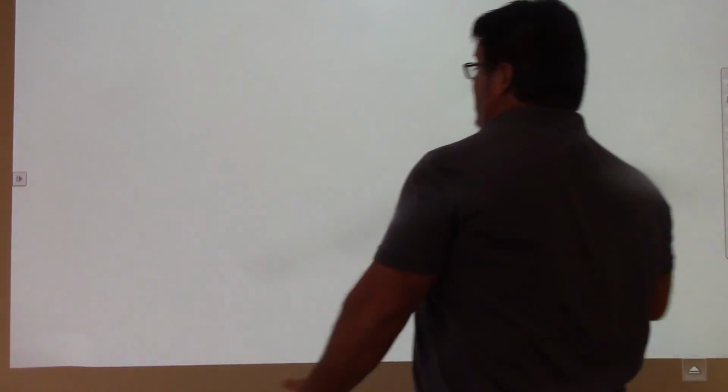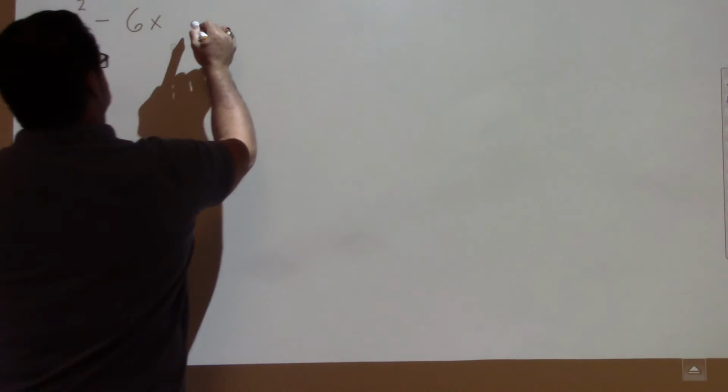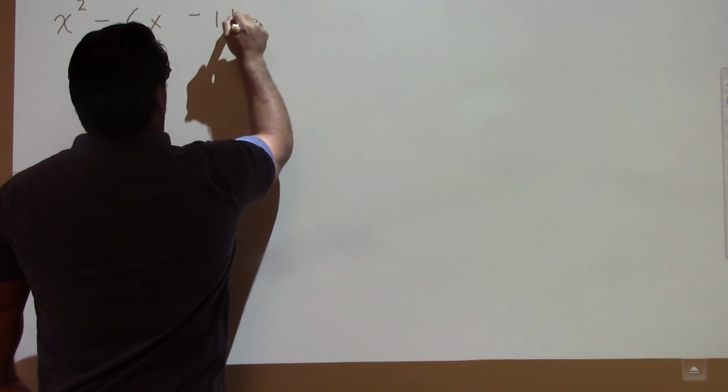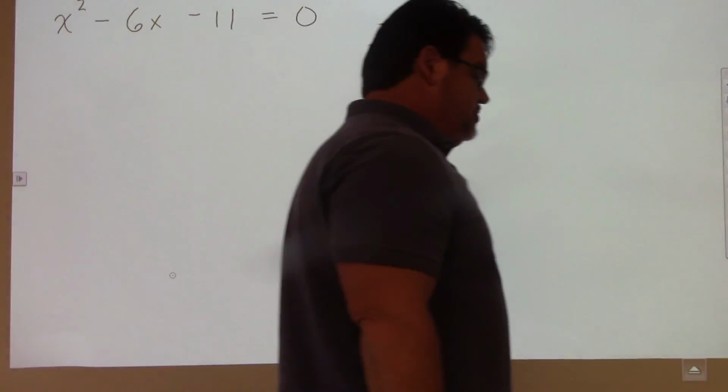F of x, or I'm not going to write it in f of x because if you do have an f of x, just change the f of x to 0 because whenever you change y to 0, you find your x-intercepts. So x squared minus 6x minus 11 is equal to 0. Now I want you to go as far as you can before you give up. Okay?